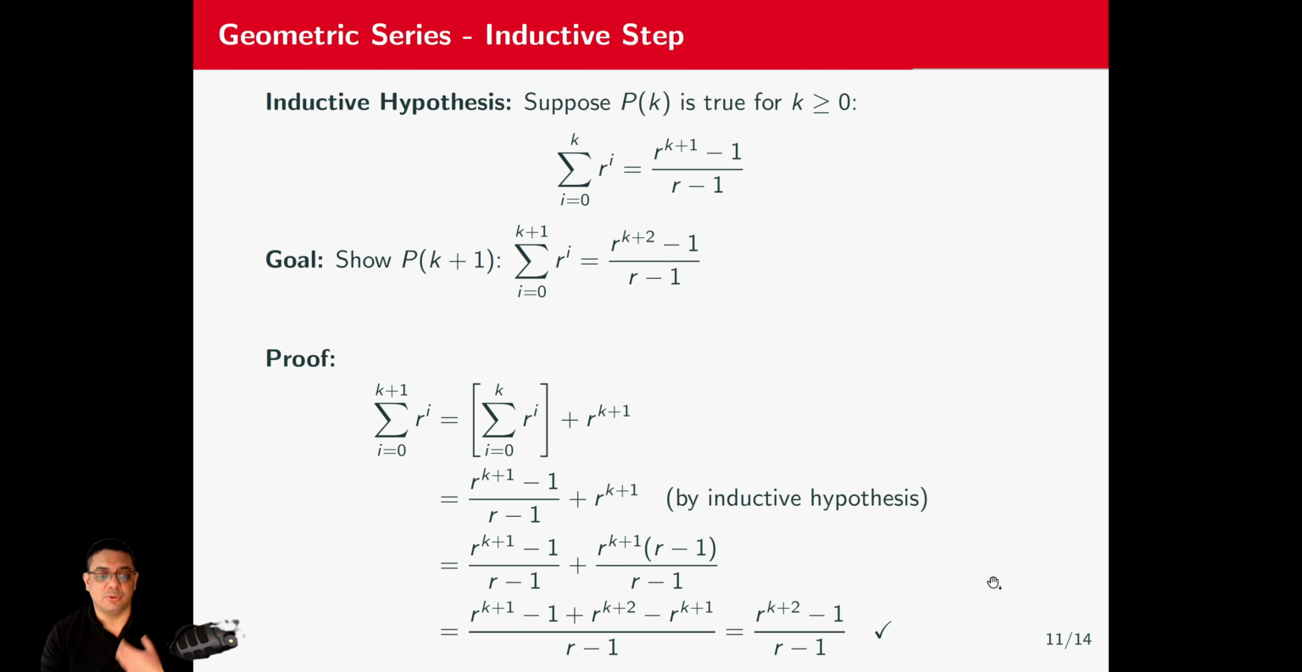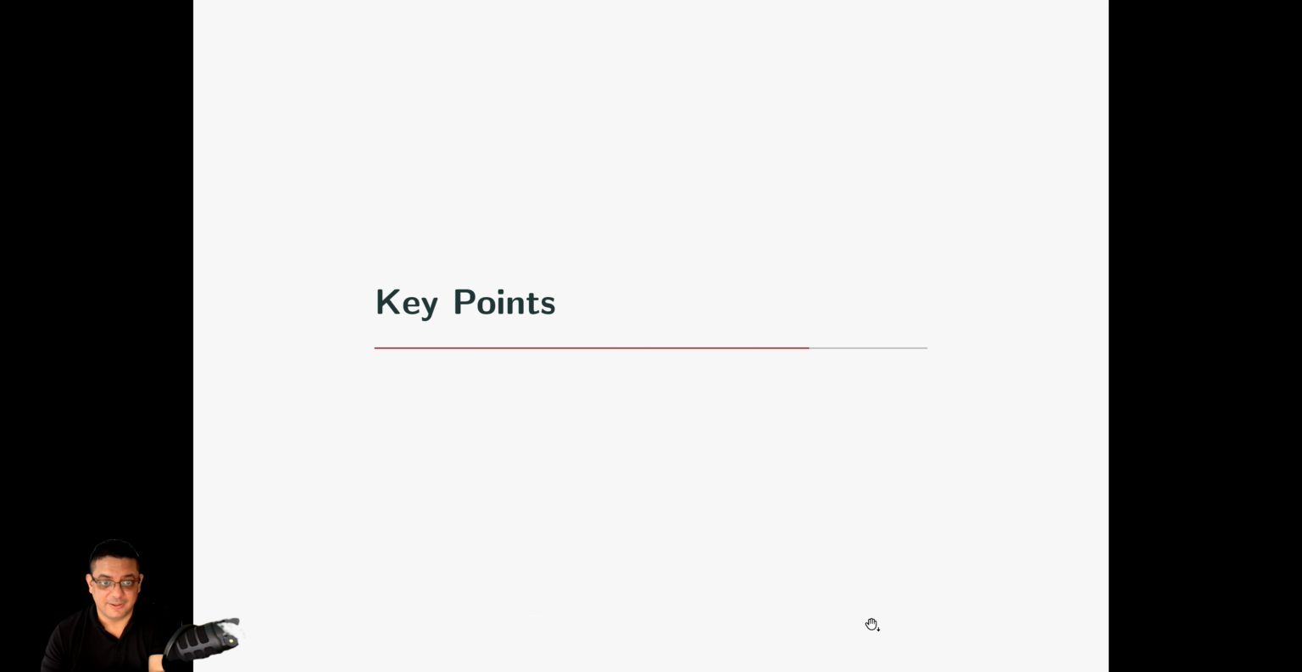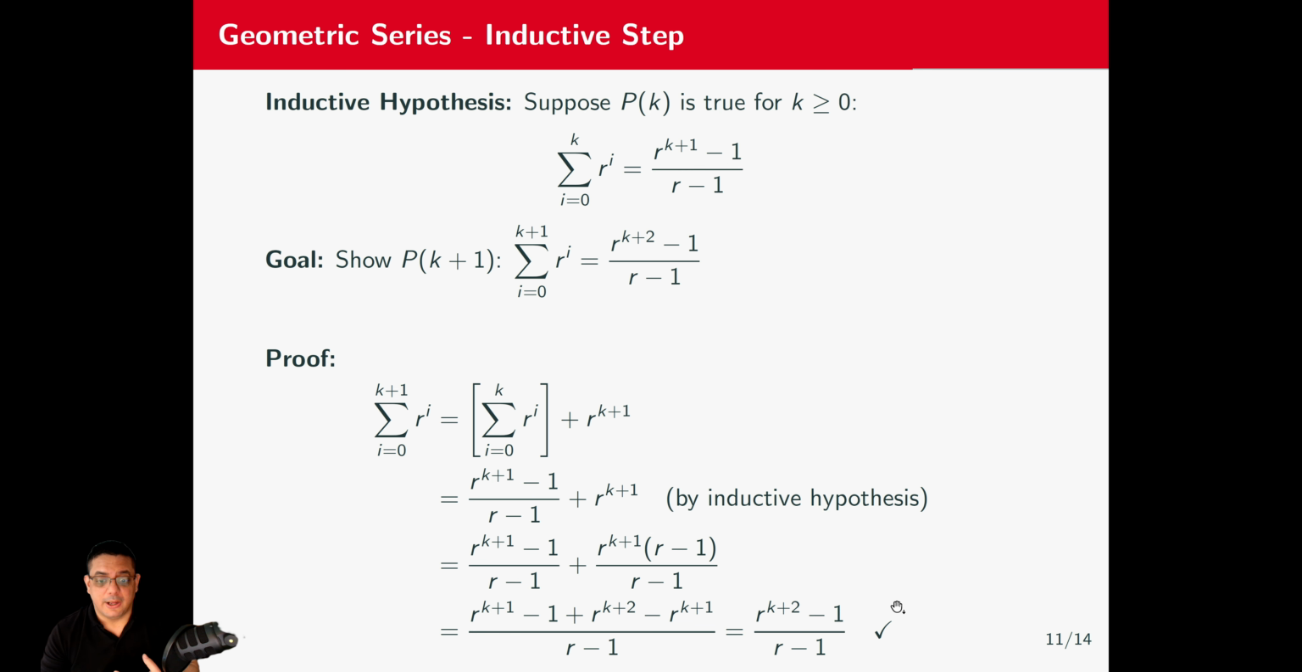So I pretty much arrived at the right side. From the left side of the P of k plus 1 condition, I'm arriving at the right side. And so I just proved that the P of k condition implies the P of k plus 1 condition. So now, by induction, I will be proving that this works for any n. And that is the end of the proof.